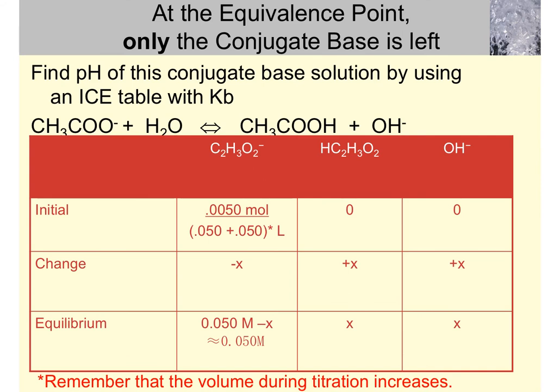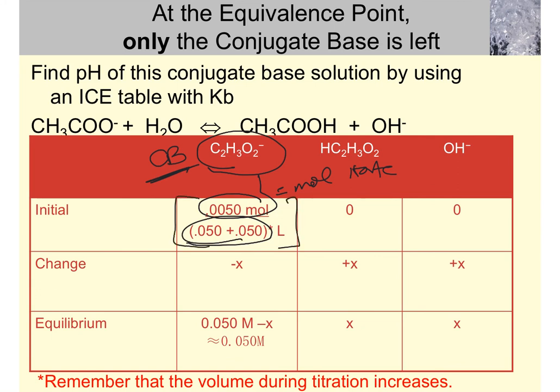Now, the initial concentration of the conjugate base can be a little tricky. Remember that it's not equal to the concentration of the acetic acid you started with, because you've been titrating, you've been increasing the volume with every drop of sodium hydroxide that you added during the titration. So whereas the moles of the conjugate base equal the moles of the original acetic acid, the concentration doesn't. The concentration has halved. All right, so make note of this, make sure you understand that.